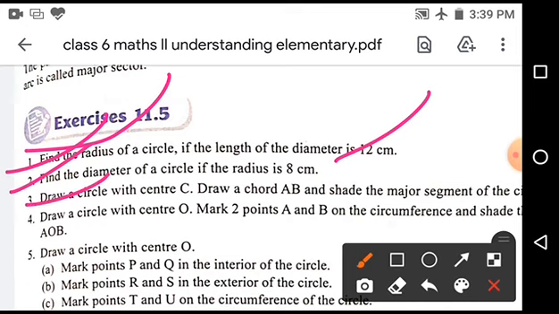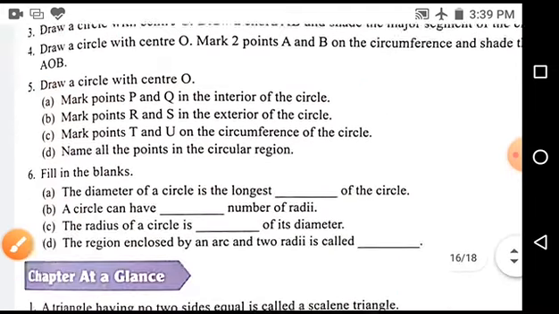Draw a circle with the center C, draw a chord AB and shade the major segment of the circle. So it is very simple. You can easily draw a circle of any radius and you can cut the minor arc. So students, this is your homework and you have to solve the questions of this exercise.